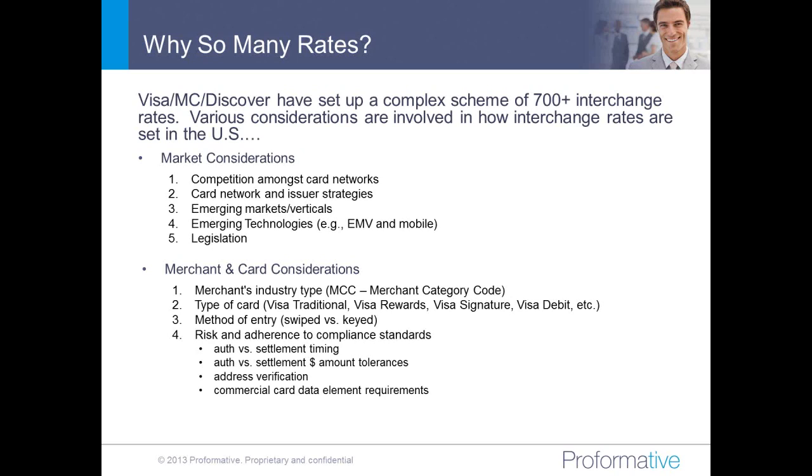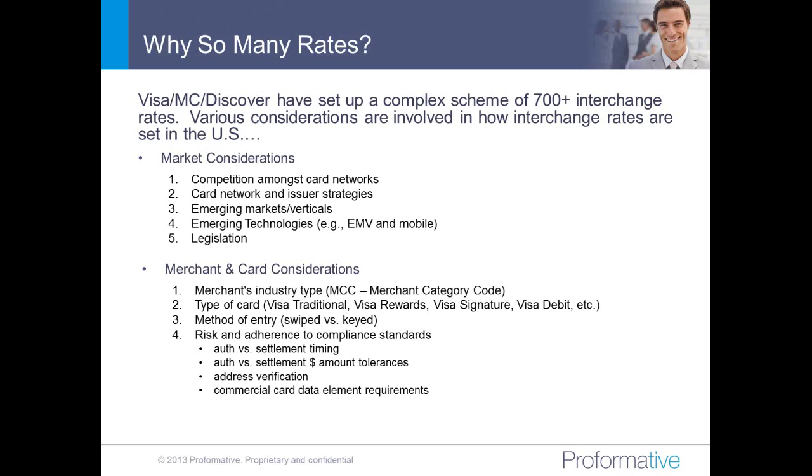And then you can get into some micro considerations which cause interchange rates to proliferate, like what industry merchants are in. There's a set of interchange rates specific to airlines, restaurants, T&E merchants, business-to-business merchants, regular retailers, and e-commerce sites. So the type of merchant does matter, and the type of card also. Just because it's a Visa card, all Visa cards are not the same. You could have a Visa traditional card, rewards card, signature card, debit card, or corporate card. The type of card makes a difference, and then obviously the method of entry. Was a card swiped or keyed? Keyed transactions typically have a higher interchange rate than swiped cards because they carry more risk.